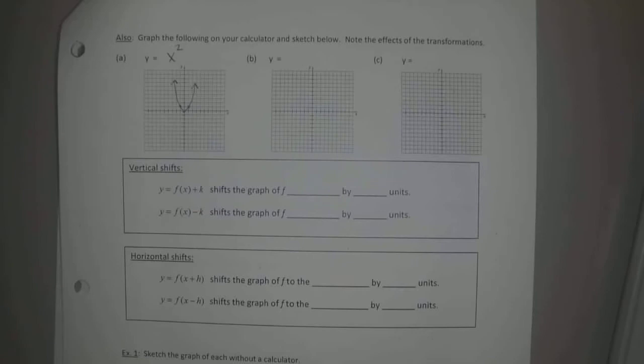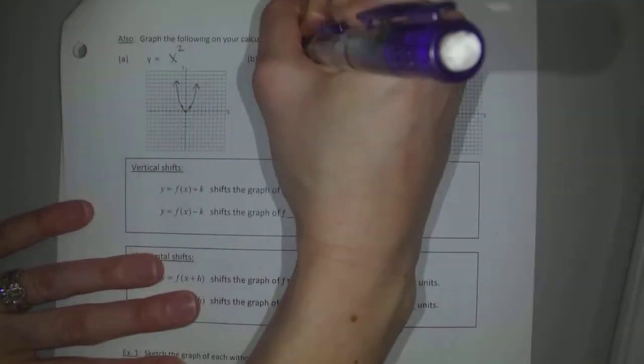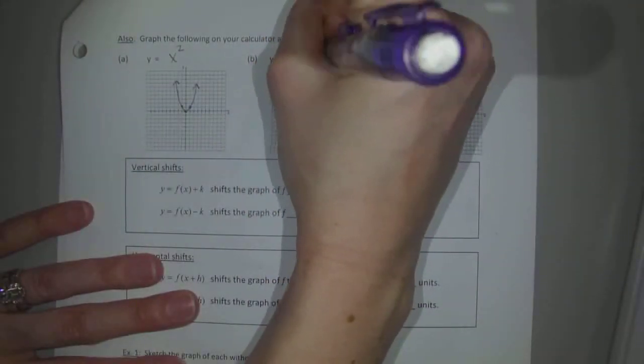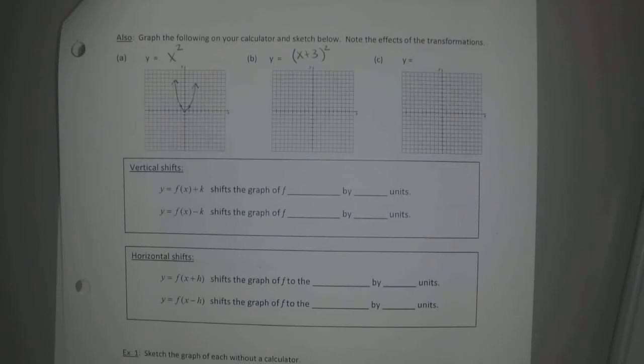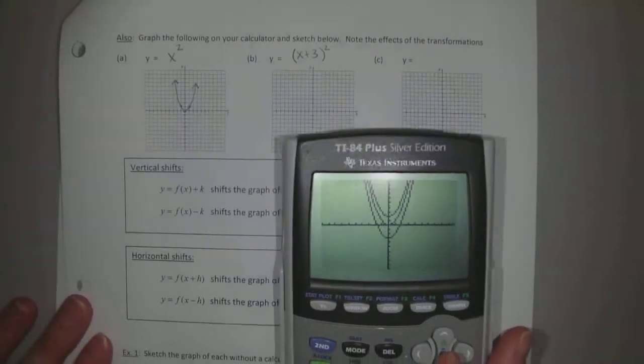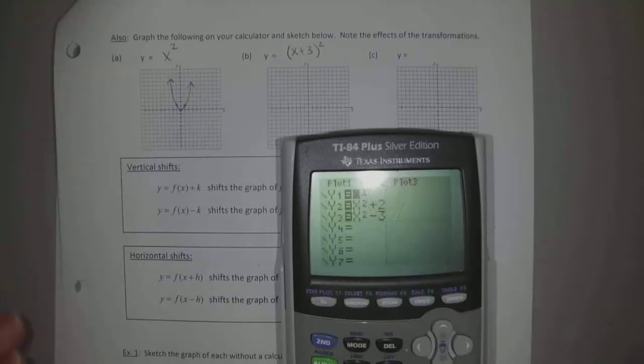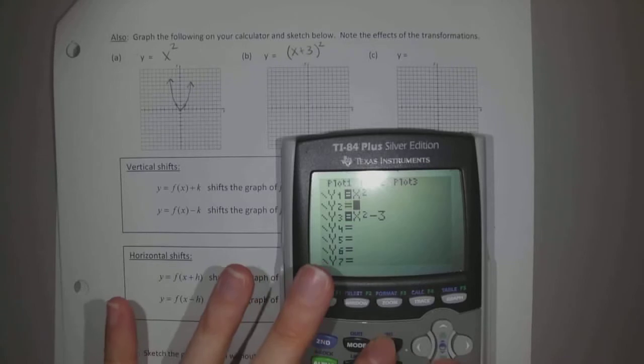Okay? But this time I'm going to do something to our function where it's not going to move it vertically, it's going to move it horizontally. And see if you can notice the difference in how it's written compared to when we moved it vertically. Okay? So we are going to do, what did I do? I did the quantity x plus 3 squared, like that.